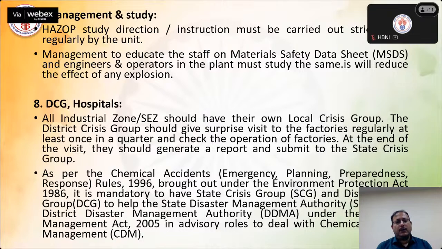So you can see that the government has n number of rules. We have CAEPPR 1996, MSIHC Rules 1989, DM Act 2005, provisions of SCG, DCG, SDMA, DDMA, and still accidents are taking place. The only thing is that we have to follow the SOP or protocol so that in case of any mishap or disaster situation, we can easily mitigate, and these bodies are there to help you. If you give them relevant data, feeding them the right data, it is very easy for responders to act in a timely manner and respond promptly.